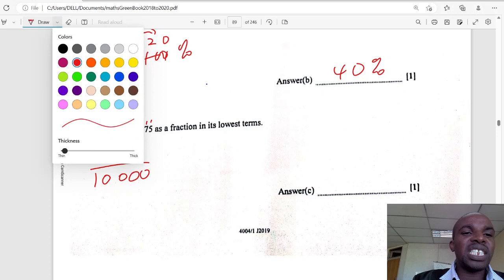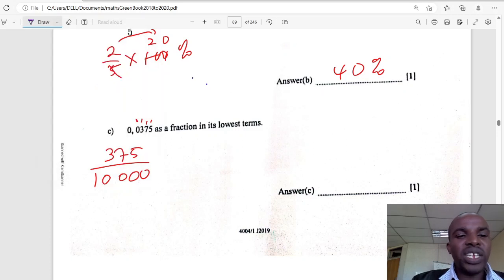Then after that, you can start simplifying now. So you can reduce by 25. 25 into 37 is 1, remainder 12. 25 into 125 is 5. Then 25 into 100 is 4, with 0, 0. So it's 15 over 400.